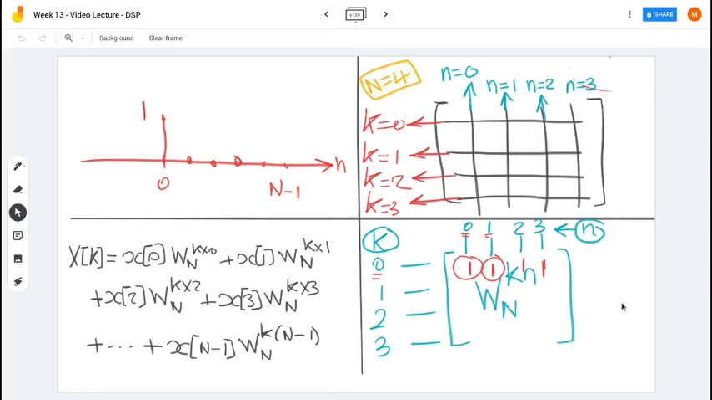In order to find this value, it's W_N to the power kn. k is 1, but n is 0. n is 0 for this entire column, so all the values will be 1. What about this value? This value would be W_N to the power kn. In this case, k is equal to 3, n is equal to 3, so it would be W_N to the power 9.